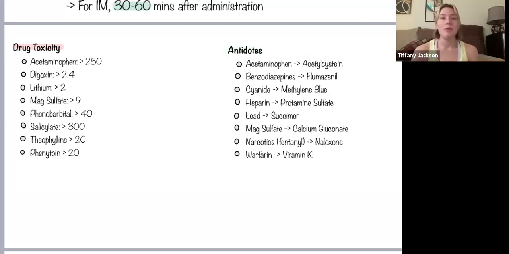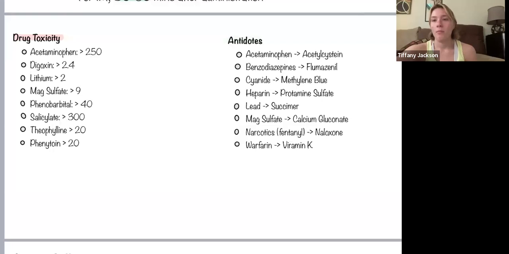Also, we need to be aware of drug toxicity and what to do if things become toxic and know our antidotes. So please be familiar with your antidotes, specifically knowing that the antidote for a warfarin overdose is vitamin K. For narcotics, it's going to be naloxone, Narcan. Mag sulfate is calcium gluconate. And heparin is protamine sulfate. Benzodiazepines, flumazenil. Okay.